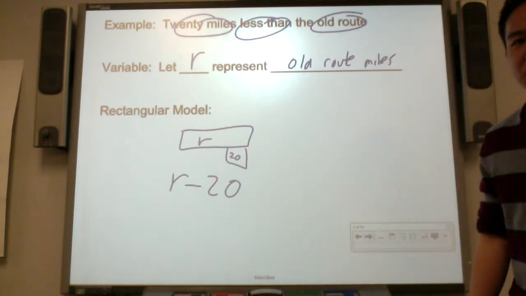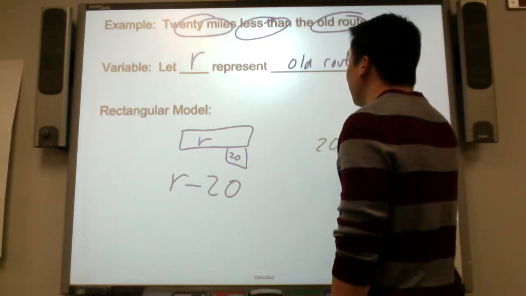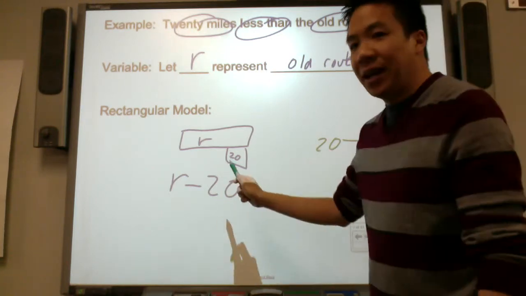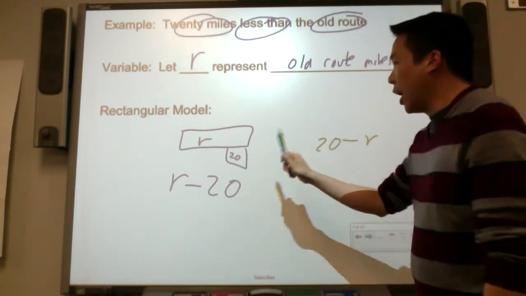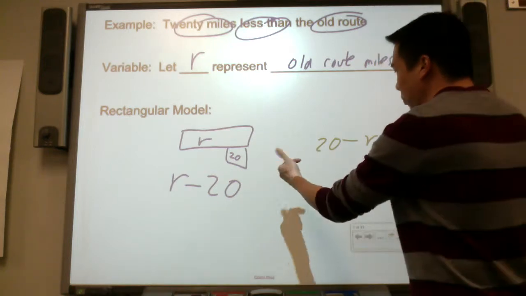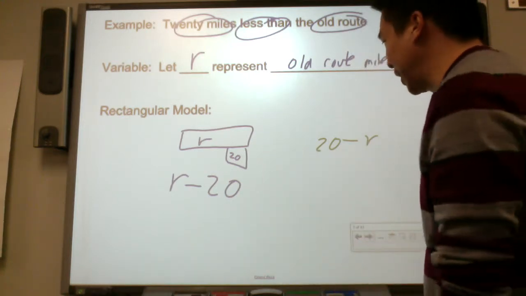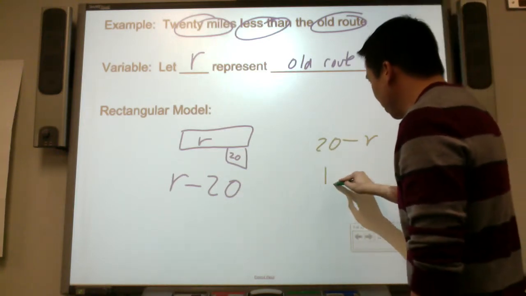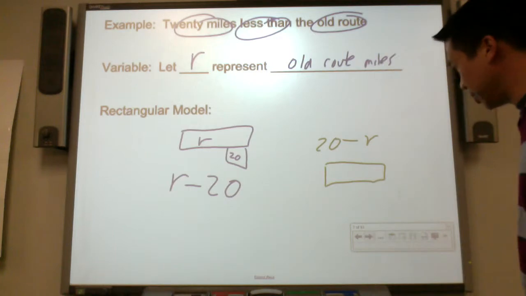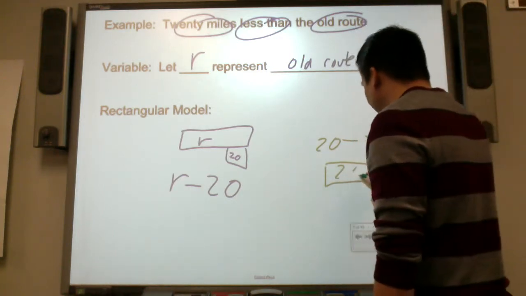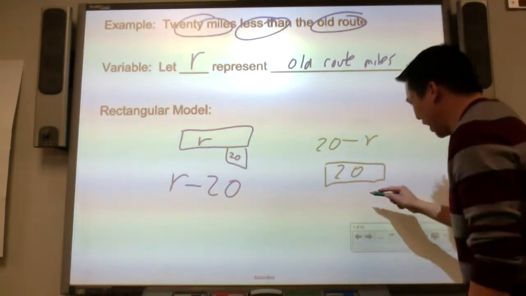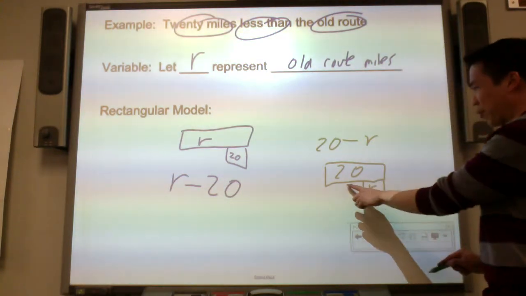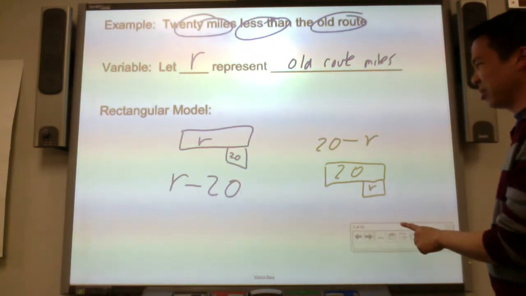Every year I see kids who do this. "Oh, Mr. Joe, it's 20 minus R." No. Are these the same thing? They are not. They're not commutative, meaning you cannot flip them around, and they will give you totally different answers. So let's look at a picture. Here's 20. That's 20 miles, and you're taking away the old route, and whatever you have left is the new route.